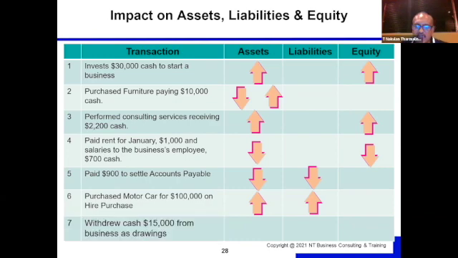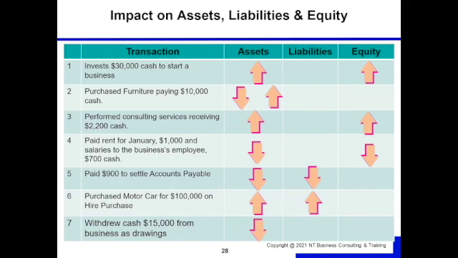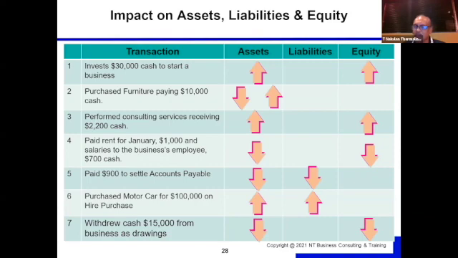You withdrew cash as a partner in your business. You withdrew 15,000 in cash from your business as drawings. What happens? Asset goes down. And equity goes down. Exactly, that's what happens, because with drawings you are reducing the capital of your firm.